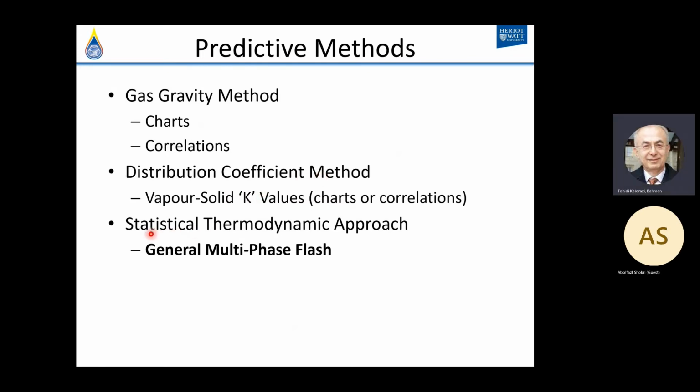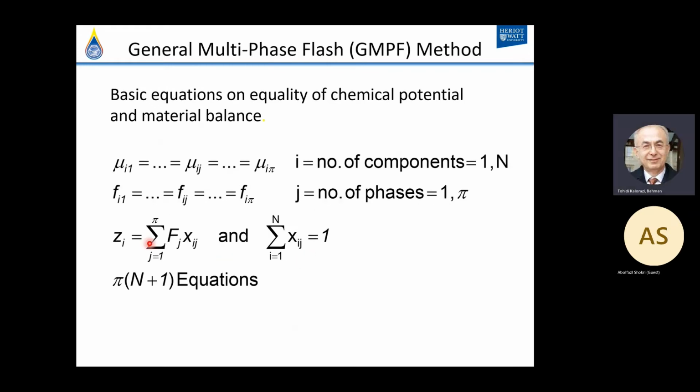But now we use a thermodynamic approach, and the approach we have is a general multi-phase flash. In multi-phase flash, we say that the point of equilibrium is when the chemical potential of each component, each compound, in different phases is equal.